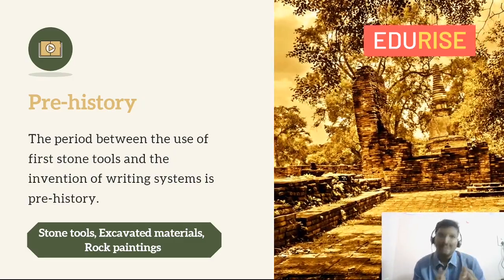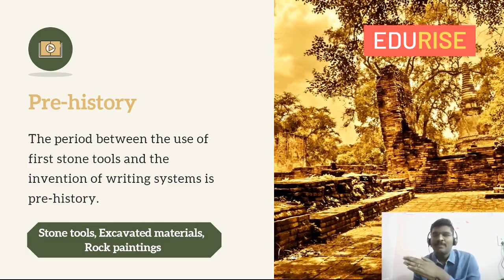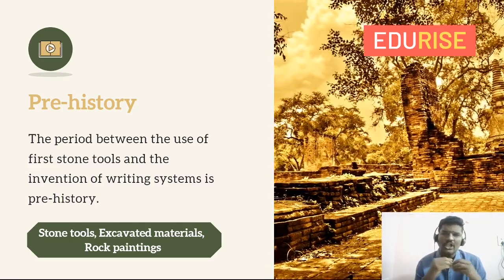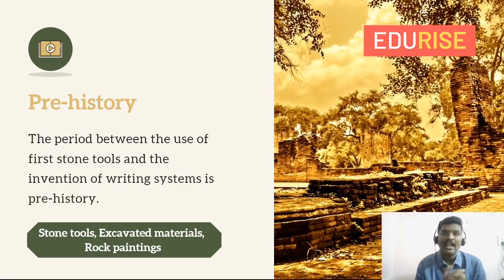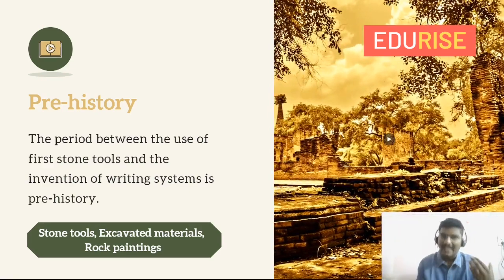Let's get started with prehistory. Mankind has been evolving for a very long time, right? For millions of years, people have been living, and they went through completely different lifestyles altogether, right? So prehistory captures the period between the use of the first ever stone tools, when man started using stone tools, and the invention of writing systems, till the point they started writing in a way that we can comprehend and understand, right? So this specific period is called prehistory.